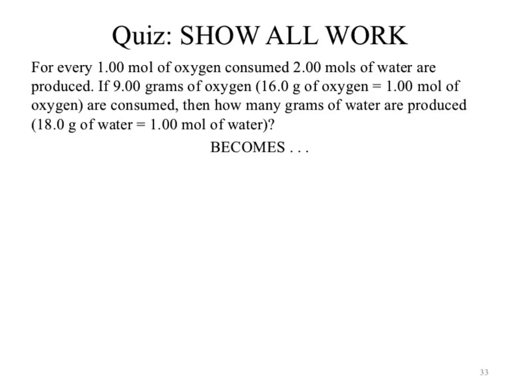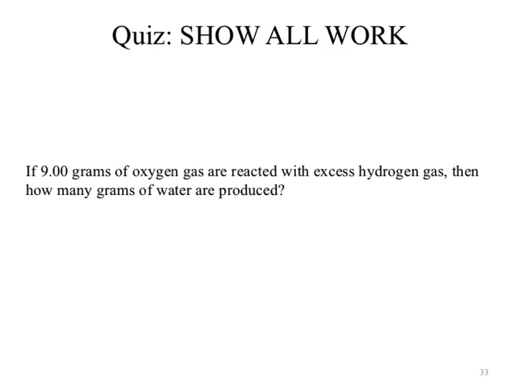This next unit, though, becomes more difficult because most of that information you already had on the exam. You just didn't know where it was. So the question becomes this. If 9 grams of oxygen gas are reacted with excess hydrogen gas, then how many grams of water are produced? You're still expected to be able to get the exact same answer. You have all of the tools to be able to answer that question. We'll look at it again on Tuesday.